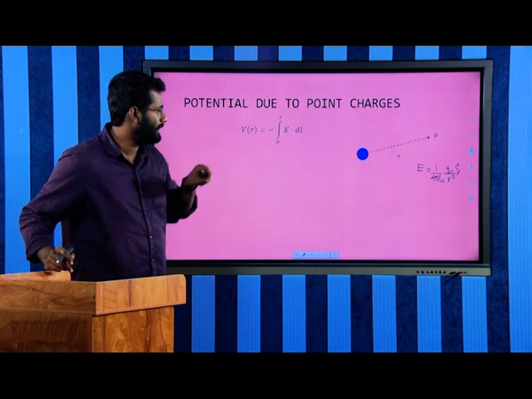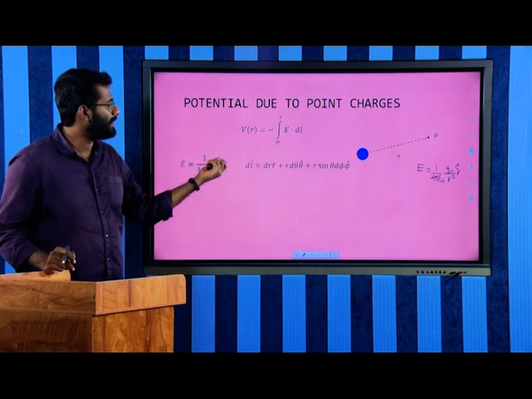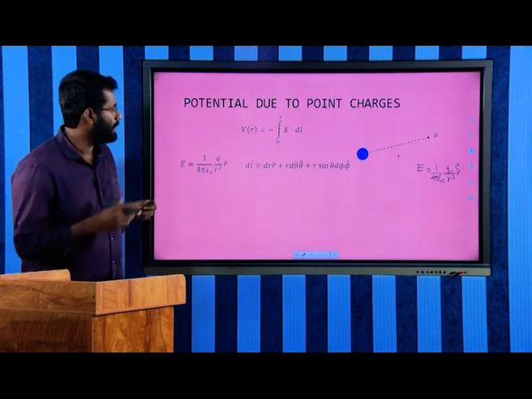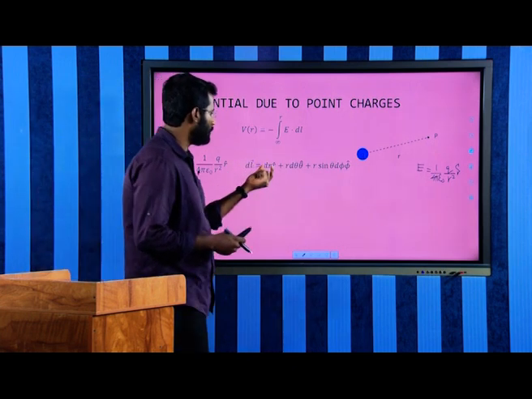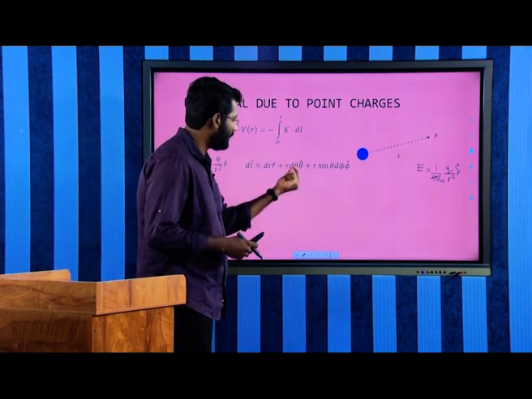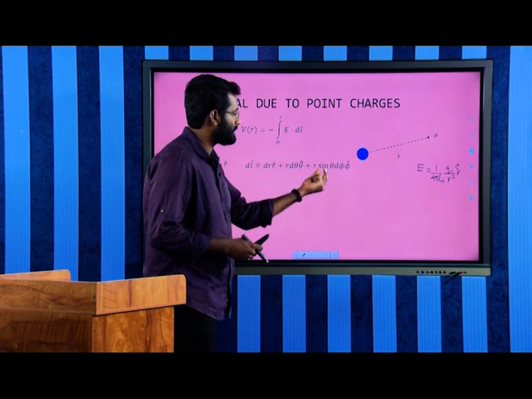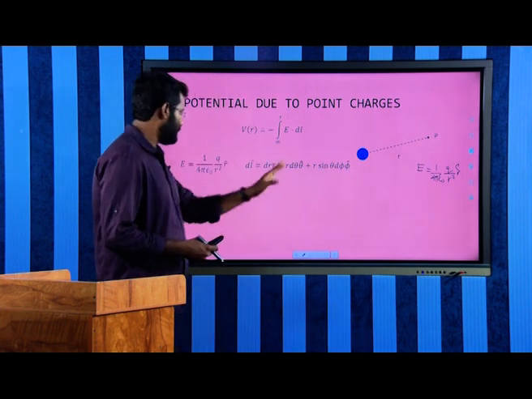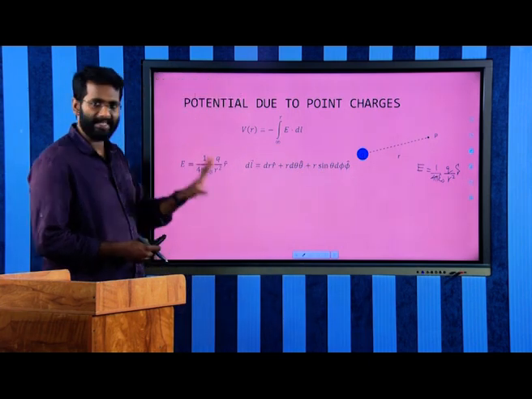So we got E. Now what is the dl? We can write it in spherical coordinates. So dl is equal to dr r cap plus r d theta theta cap plus r sin theta d phi phi cap. So just take the dot product between them and then integrate.